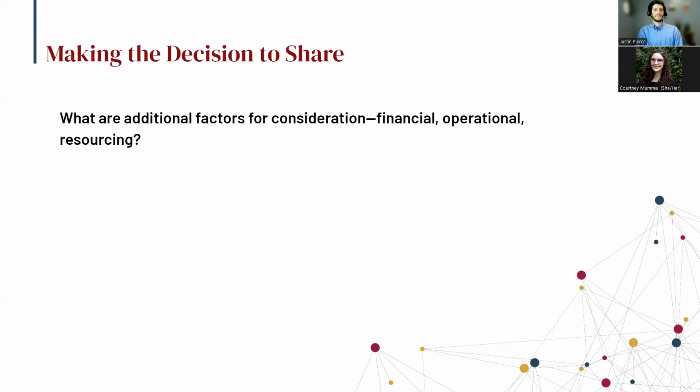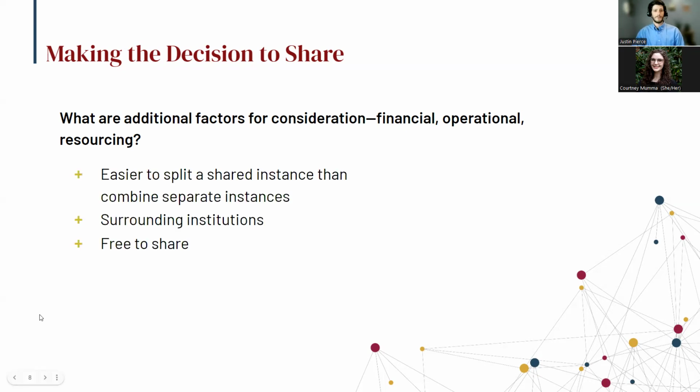And so we asked about specifically their decision to share an instance of Slate. What were the considerations that went into it? And of course, the answers are financial, operational, internal resourcing, but a few other things came up when we asked this question. A couple of interesting bullet points here were that they heard it would be easier to split a shared instance than combine separate instances in the future if that was what was needed. And certainly that rings true, that you can be really intentional up front if you know you're going to share an instance to set yourself up for success in the long run.